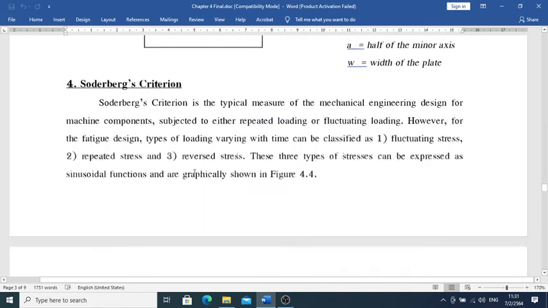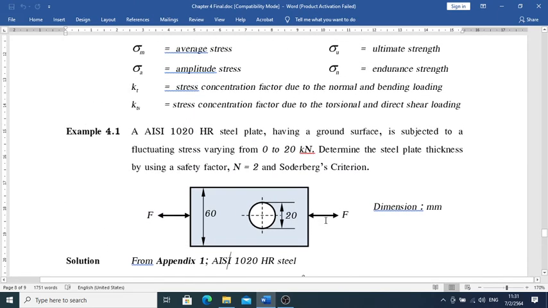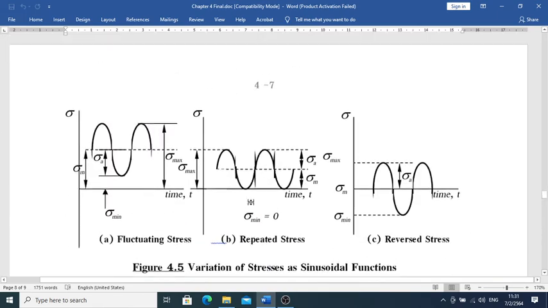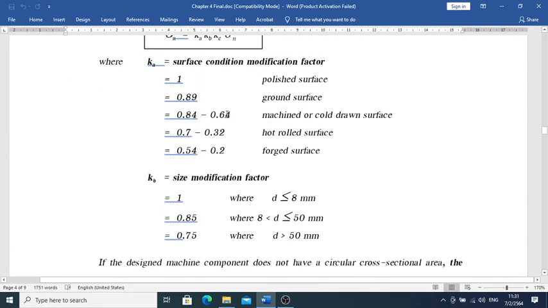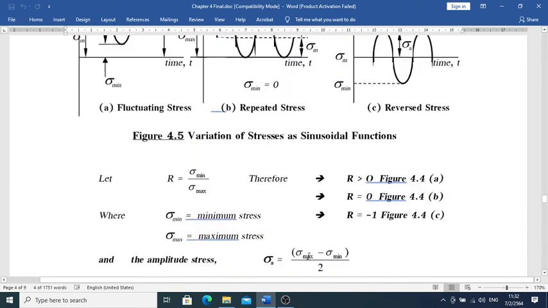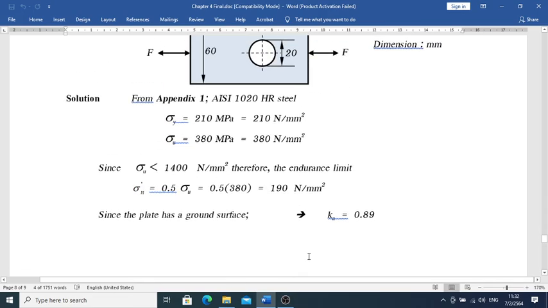So therefore, I come back here to the example. I find sigma n prime. Okay, and for the steel plate with a ground surface, K sub a 0.89 is given. So I found the ground surface K sub a, 0.89, is that right? Ground surface, okay. So therefore, I got it here.